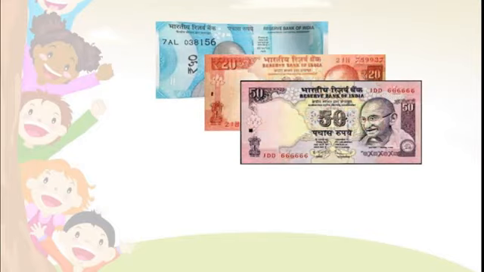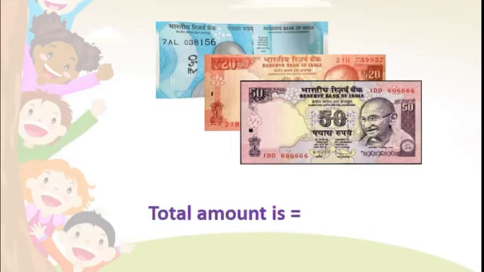Yes, here you can see different notes and we have to find out the total amount. See dear students, this is 50 rupees note, new note. This is 20 rupees note and this is again 50 rupees note. So what is the total amount? That is 50 plus 50, 100 plus 20. So the total amount is rupees 120. Isn't it?